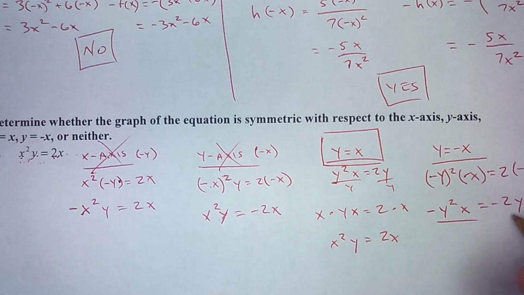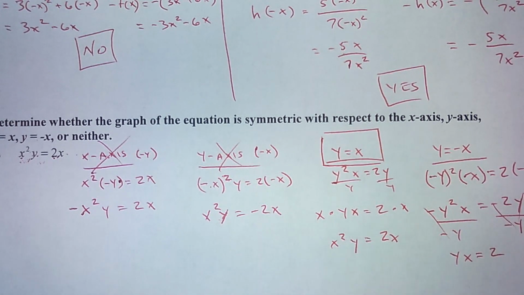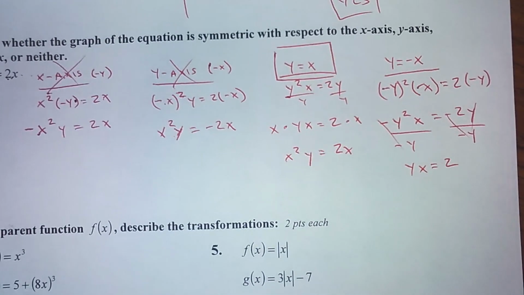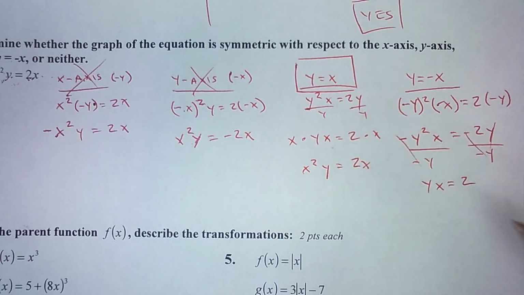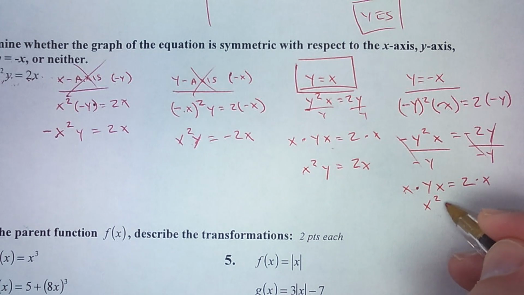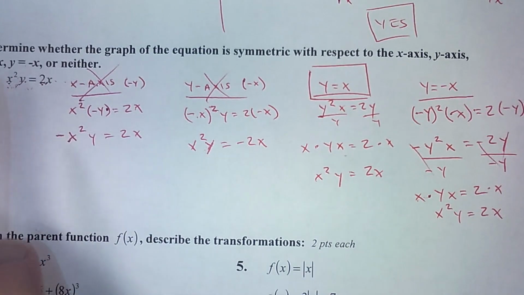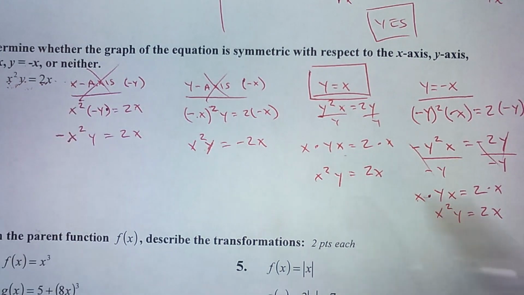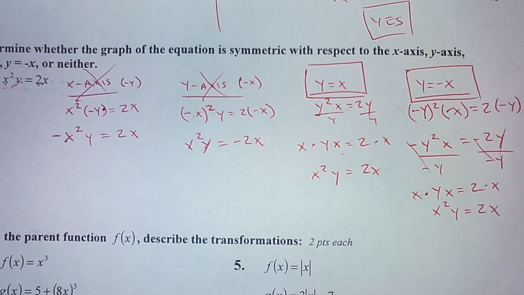Now I'll divide both sides by negative y, and the negatives cancel, and a y cancels, so I get yx equals 2. And now it actually looks exactly like what we had over here. So I can just multiply both sides by x, and I get x squared times y equals 2x, and that matches the left side and the right side of the original. So there is symmetry about y equals negative x.